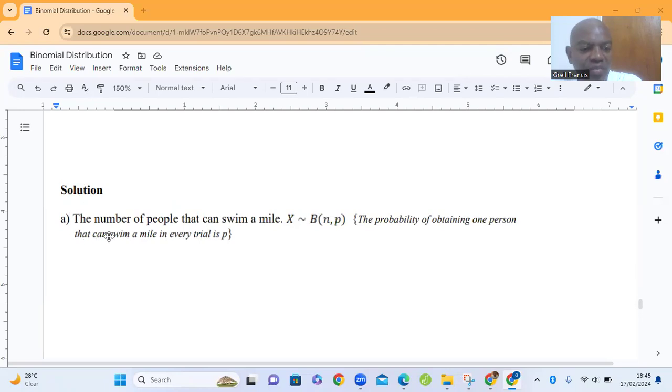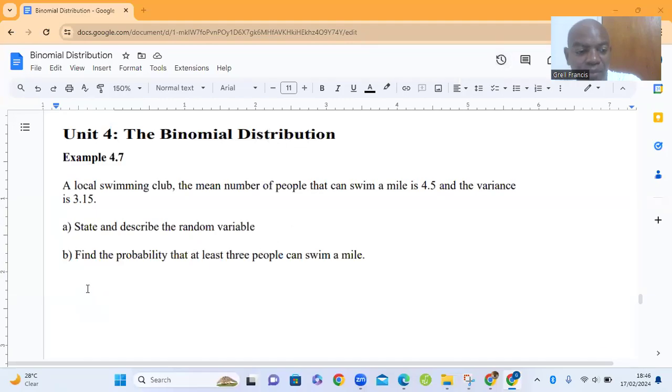So let's see how part A and part B are answered, starting with part A. The solution says the number of people that can swim a mile is the random variable, and it is denoted by the letter X. So anytime you see X in this example, you've got to say the number of people that can swim a mile. It approximates a binomial distribution with a sample size N and a probability of success P. The probability of obtaining one person that can swim a mile in every trial is a constant P. So let's move on to part B now, which is asking for the probability that at least 3 people can swim a mile.